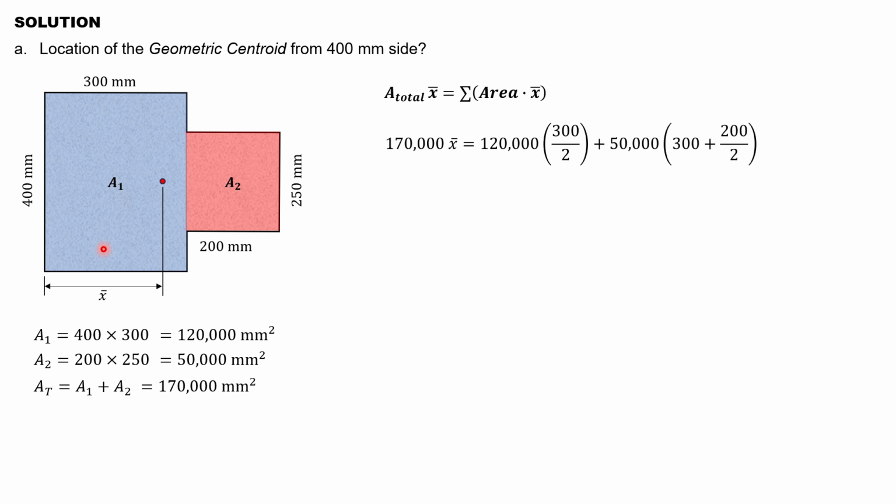We rewrite this. For the area total, that is 170,000 with the x bar is equal to area 1, 120,000 times the moment arm, or the distance of the centroid of area 1, which is half of the 300 mm side, plus 50,000 for the area 2, multiplied by the moment arm, 300 for this first side, plus half of the 200. And then finally we have the location of the geometric centroid, x bar equal to 223.53 mm.